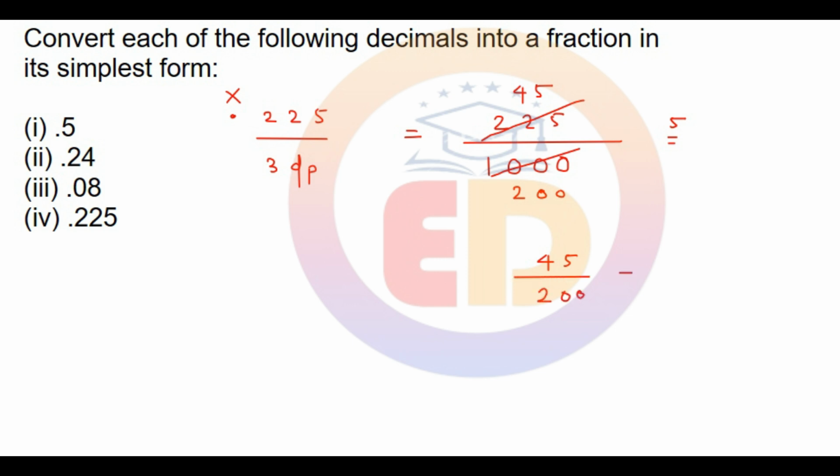Now both of them are again divisible by 5. Let's divide them by 5. It's 5 9s are 45. 5 4s are 20, place a 0. Answer is 9 upon 40. So 0.225, when we convert it into the fraction in the lowest form, becomes 9 upon 40.